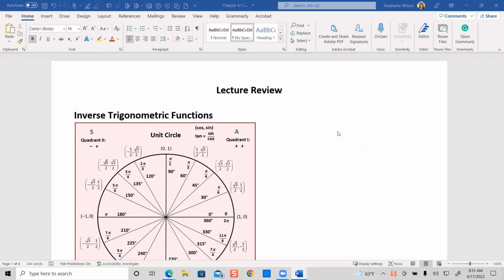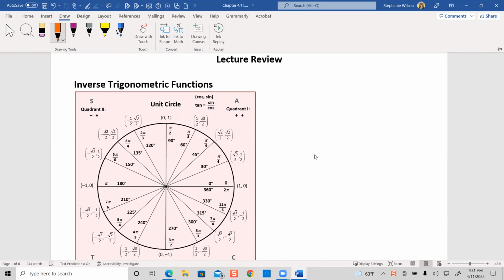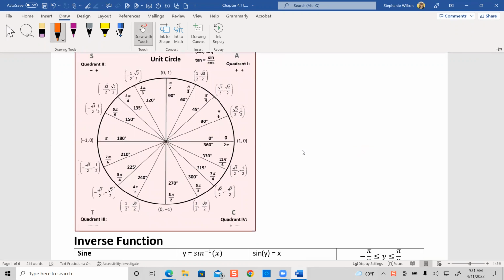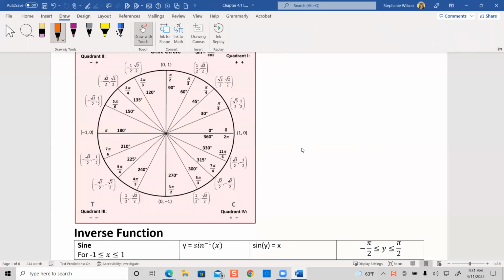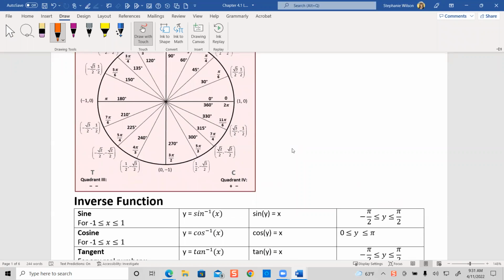Inverse trigonometric functions. On this first sheet here, we have the unit circle. This is something you should already know by now. If you're still having issues remembering parts of it, it's good to have this handy.